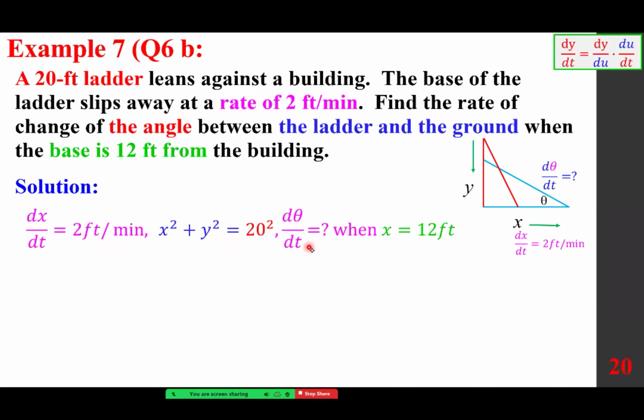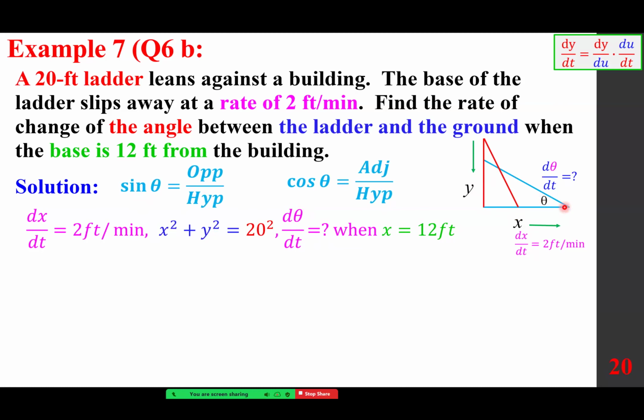So anytime you want to find something in a related rates problem, you have to find the relation between the two. So in this case, d theta dt is missing where dx dt is given. So you want to find a relationship between x and theta. So notice from basic trigonometry, sine theta is the opposite, which is y over the hypotenuse, which is fixed at 20.